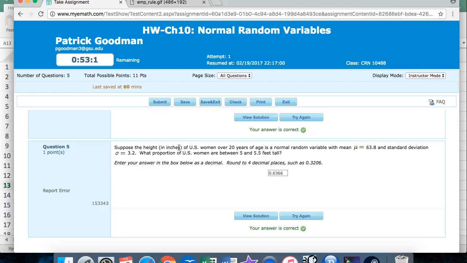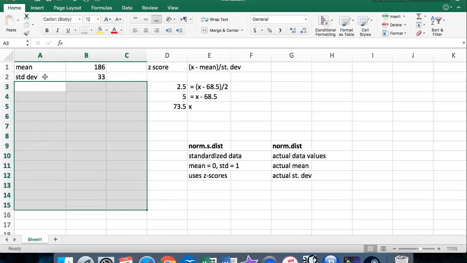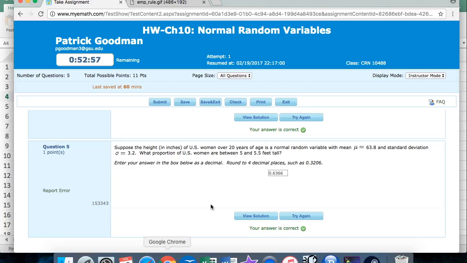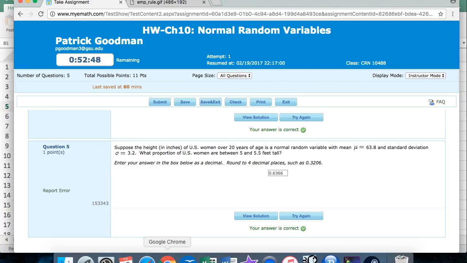Ooh, okay. This one is a little more tricky. So let's check this out. We want the probability that our x value is between 5 and 5.5 feet. So this is in feet. But be very careful not to continue the problem this way. It's trying to trick you. It says we want the height in inches. So we have to convert these 5 and 5.5 feet to inches, respectively.